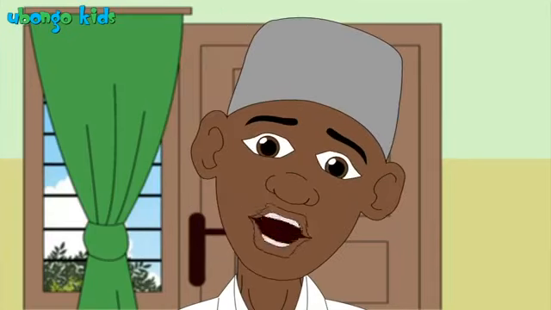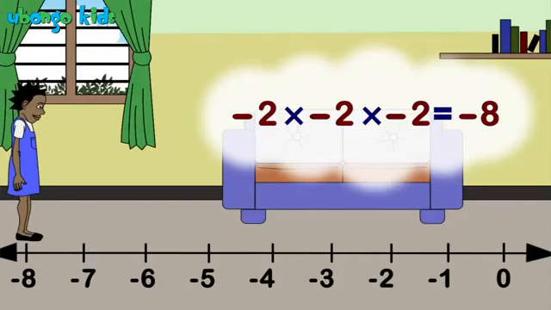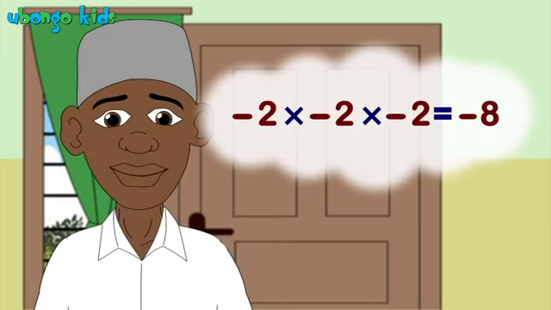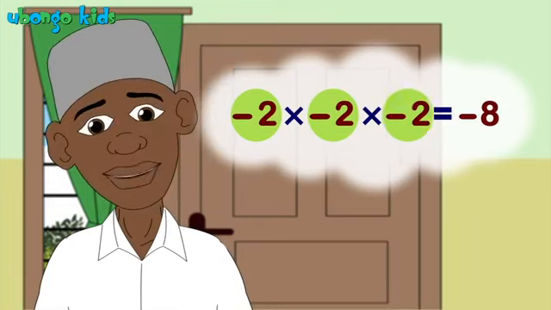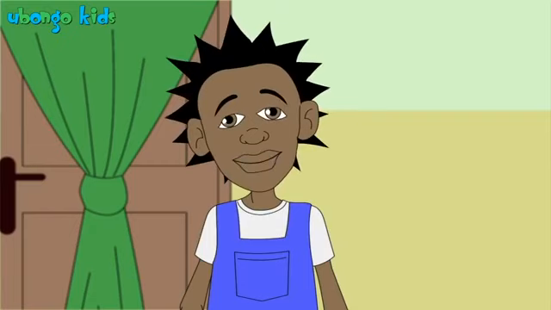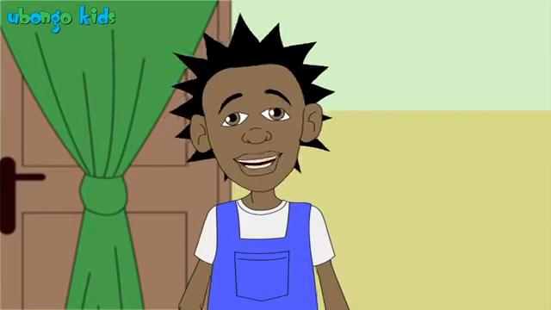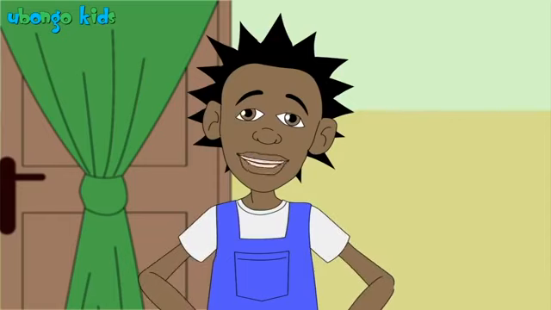Okay, so how much is that now? Negative 8. Aha! So, negative 2 times negative 2 times negative 2 is negative 8. Well done. Phew, Dad. I am really tired now. Can I go rest? But I really did like the multiplication parade.